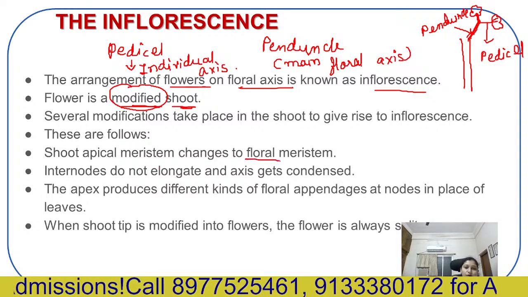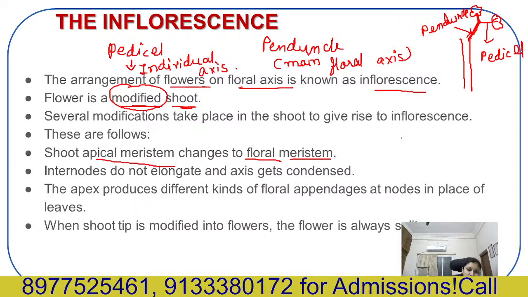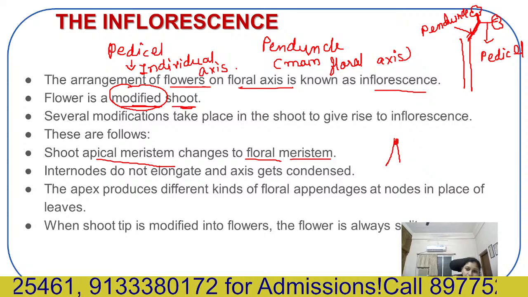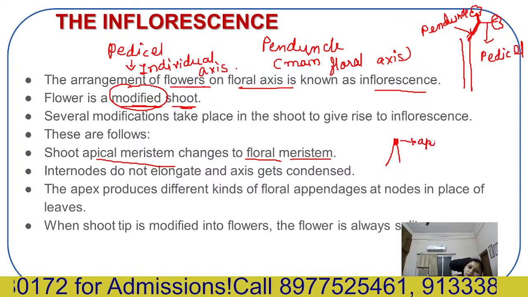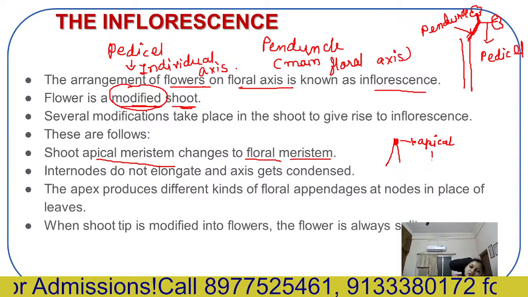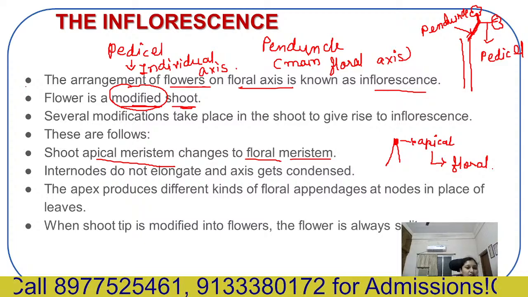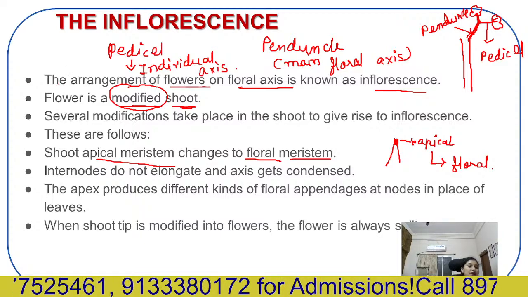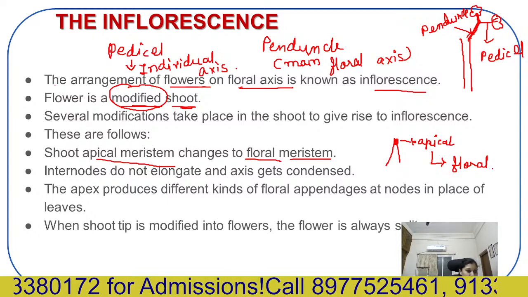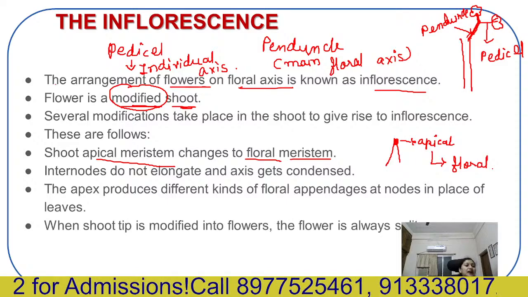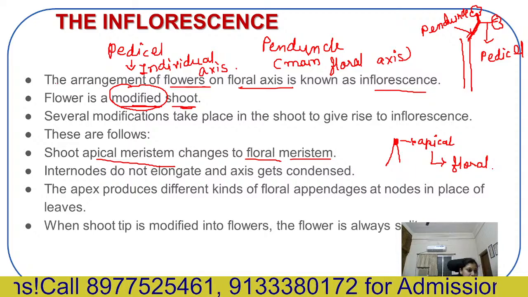So the modification means it changes to the floral meristem. The shoot apical meristem, whatever is at the tip, there is one meristem present. That is called the apical meristem. And this apical meristem is changed to floral meristem. Internodes do not elongate and the axis gets condensed. The apex produces different kinds of floral appendages at nodes in place of leaves.